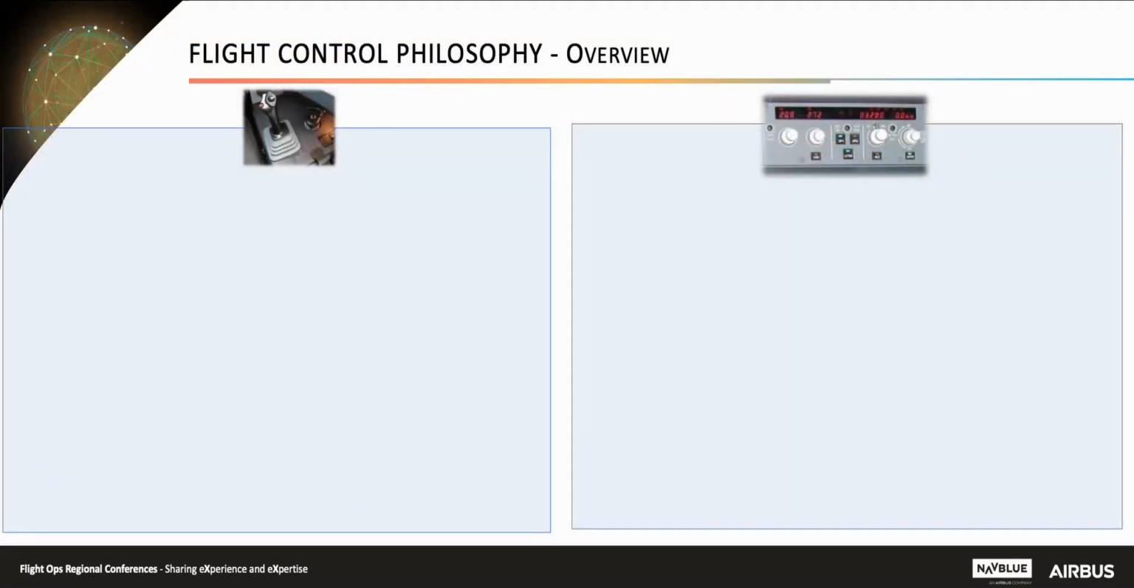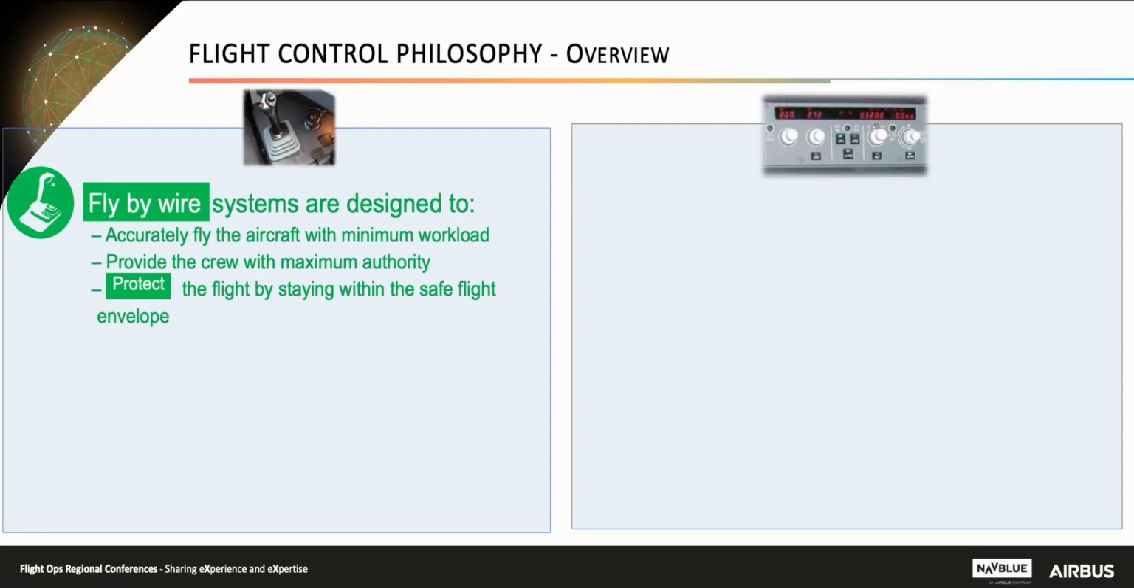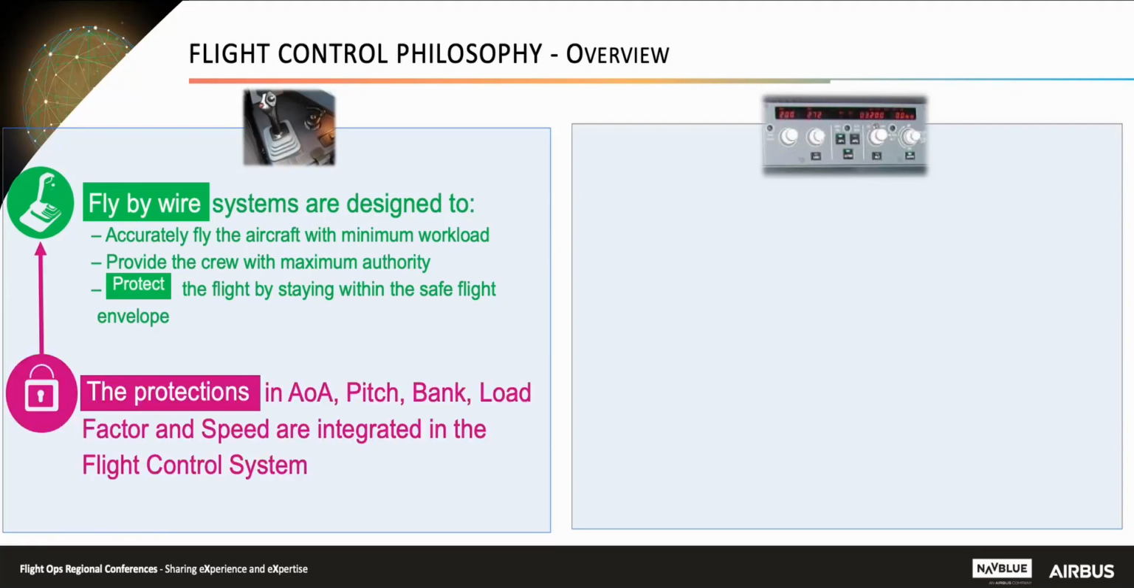So let's review the flight control philosophy. We have two systems and two functions for two objectives. The fly-by-wire system is designed to alleviate the workload of the flight crew. It will provide the maximum authority to the crew as it is an Airbus design rule and required by the certification process. It will protect the flight domain thanks to the associated protection. The protections are integrated in the flight control system.